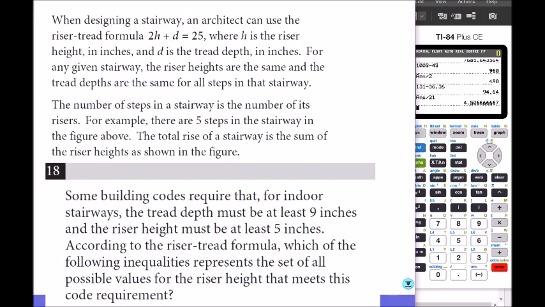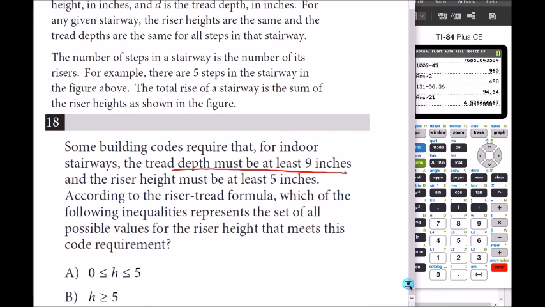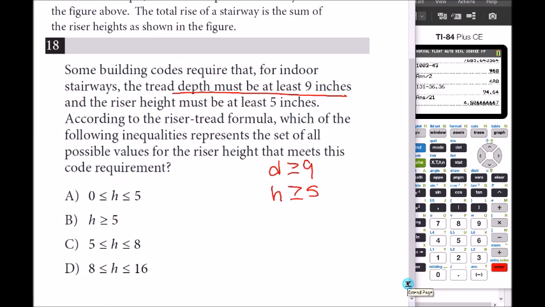18. Some building codes require that for indoor stairways, the tread depth must be at least 9 inches and the riser height must be at least 5 inches. So the tread depth must be greater than or equal to 9, and the riser height must be at least 5 inches. Which of the following inequalities represents the set of all possible values for the riser height that meets this code requirement? Okay, let's plug it in.